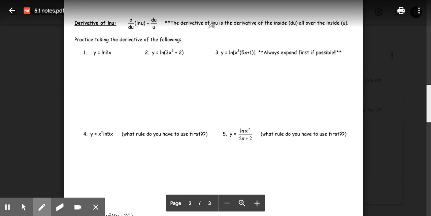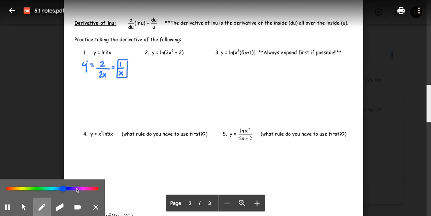All you're doing is taking the derivative of the inside, which is represented by du, and you put it all over the inside. It's pretty simple. So all you need to do is recognize what the inside of the log is and then derive it, then put it all over that exact inside. So for number 1 here, the inside's 2x. So derivative of 2x is 2, and you put it all over 2x, and you get 1 over x as your derivative.